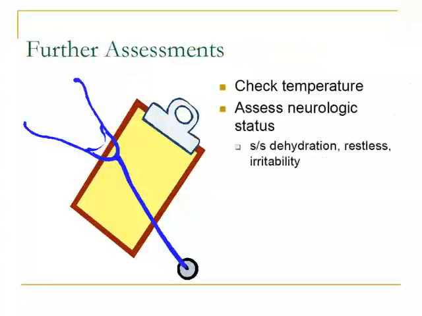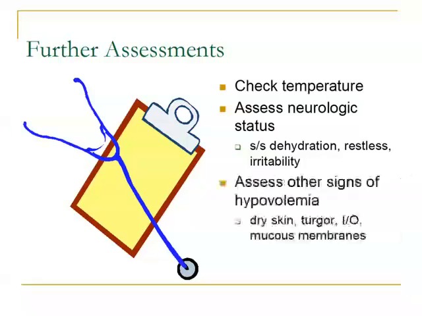We need to check and see what that patient's temp is, look at the neurostatus, and whether the patient is dehydrated, restless, irritable, with other signs of hypovolemia such as dry skin turgor, I&O imbalances, mucous membrane changes, and all those different types of things. So we would need to look at those as far as what's going on. Remember that the patient's specific gravity was very, very low. A typical urine specific gravity is going to be like 1.010 to 1.020. So it shows that the patient is putting out very, very dilute urine.